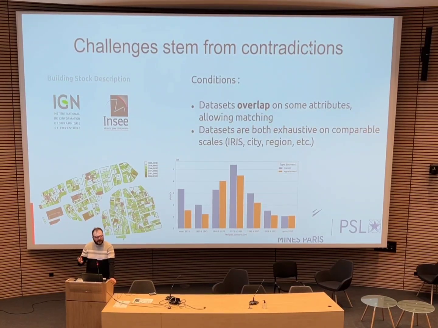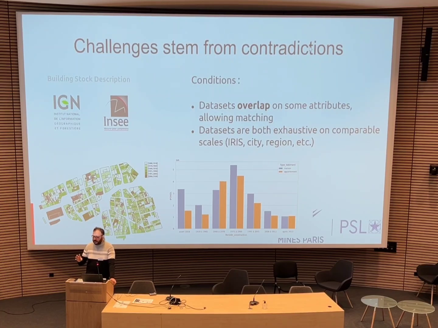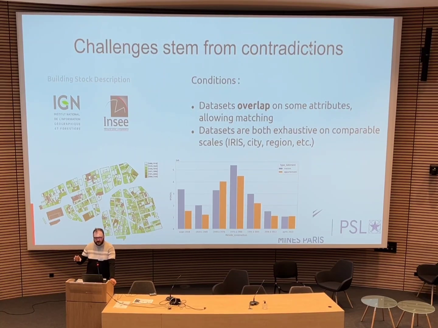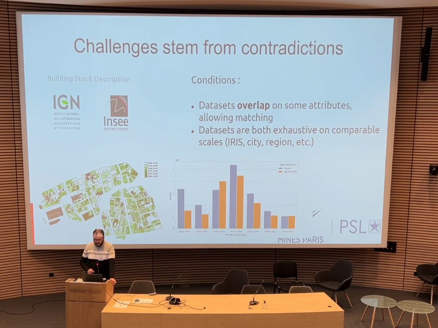Of course, not everything is rosy, and you can have a lot of challenges. Mainly, from my point of view, these challenges stem from the contradictions that can appear between the datasets that you are trying to merge. And this condition arises when you have, of course, overlap on some attributes that allow matching, but the datasets are both exhaustive on comparable scales. For example, at a district scale, you have two datasets that give you two different pieces of information for the same subject.